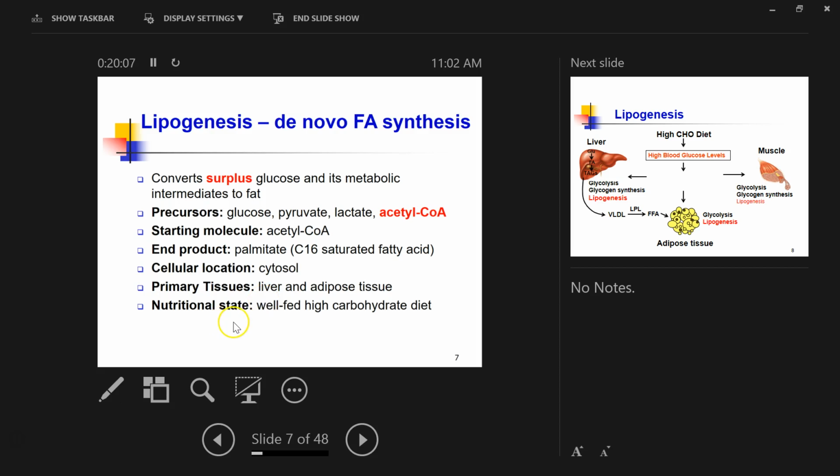In terms of nutritional state, where does lipogenesis occur? Mostly in the well-fed state, particularly on a carbohydrate diet, right? Not the unfed condition.